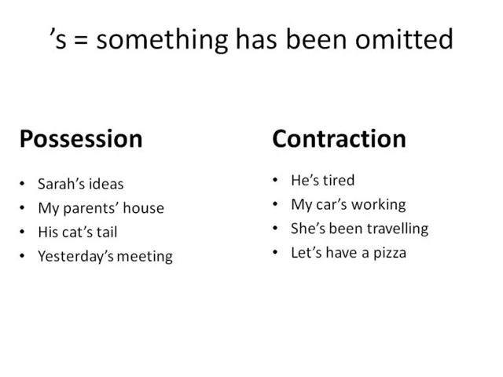So apostrophe S means something has been left out, and we've split these into possession and contraction. So Sarah's ideas, the ideas that Sarah has; the house of my parents; the tail of my cat or his cat; and the meeting from yesterday. Whereas the contraction is when a verb, usually a verb, has been reduced and combined with another word, and the apostrophe shows you that a letter is missing. Let's look at these separately now.